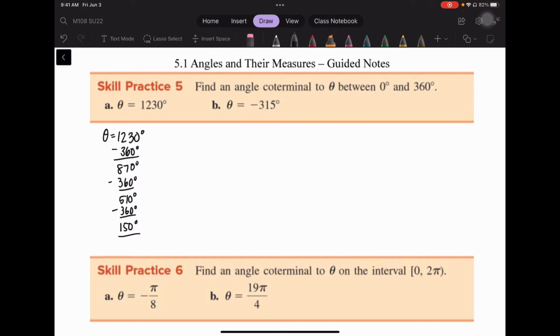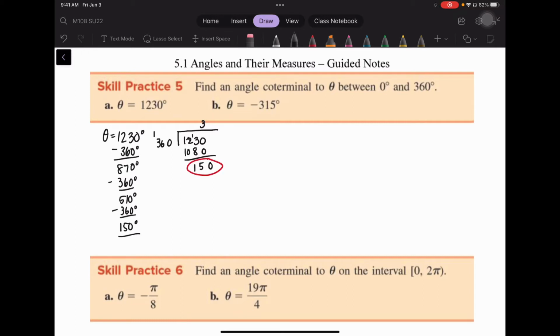Another way that you could do it is you could divide and kind of estimate how many multiples of 360 are there. 360, 3 goes into 12 4 times, but that's going to be a little too big. So 3 times 0, 3 times 6, 3 times 3, and then I have 150 left over. The leftover is my coterminal angle.